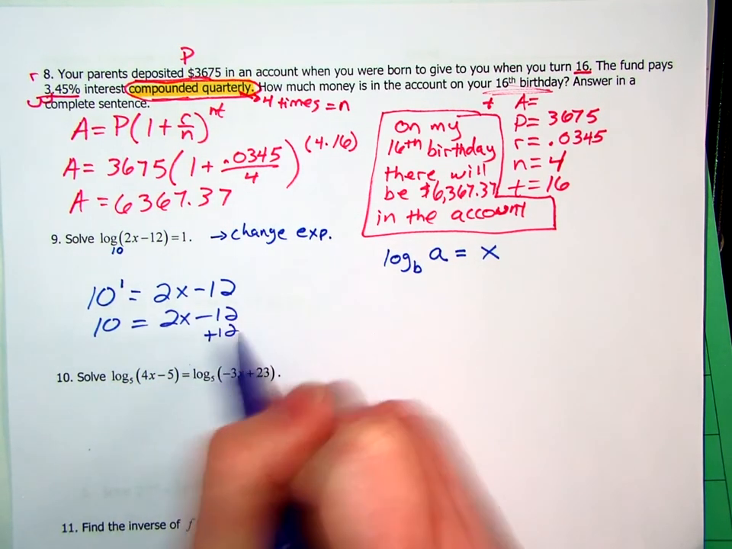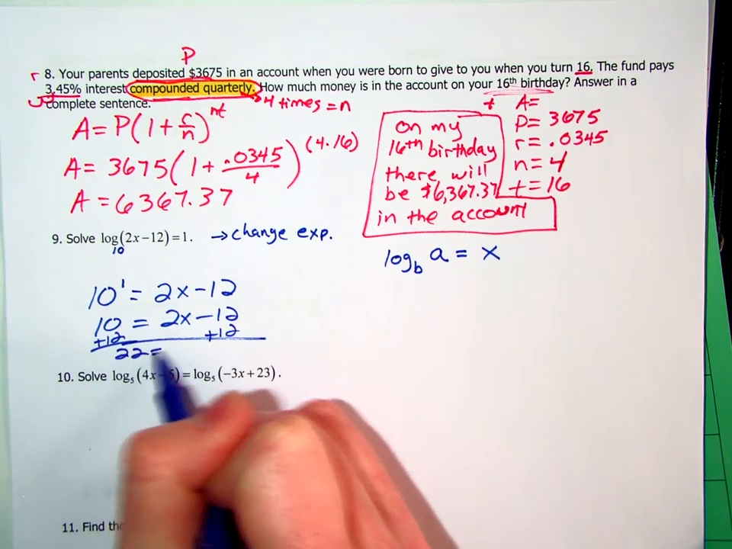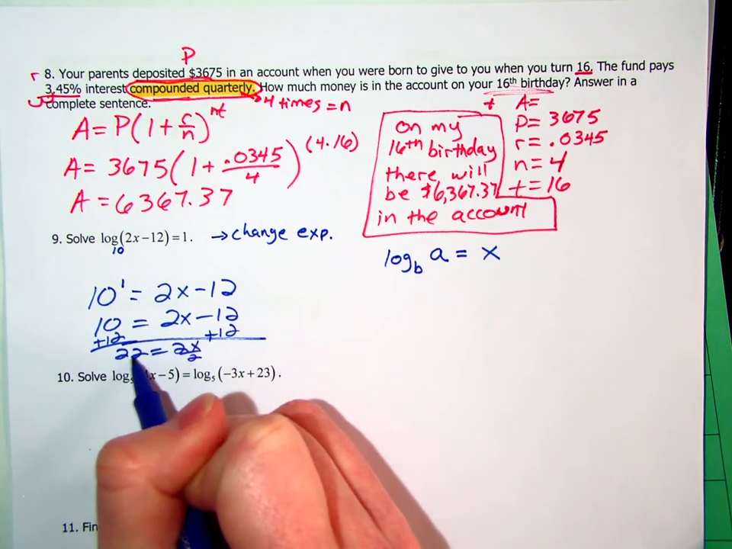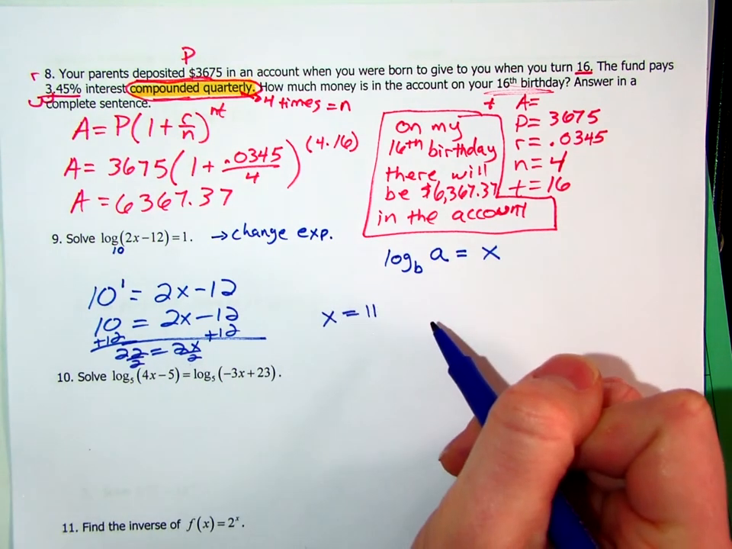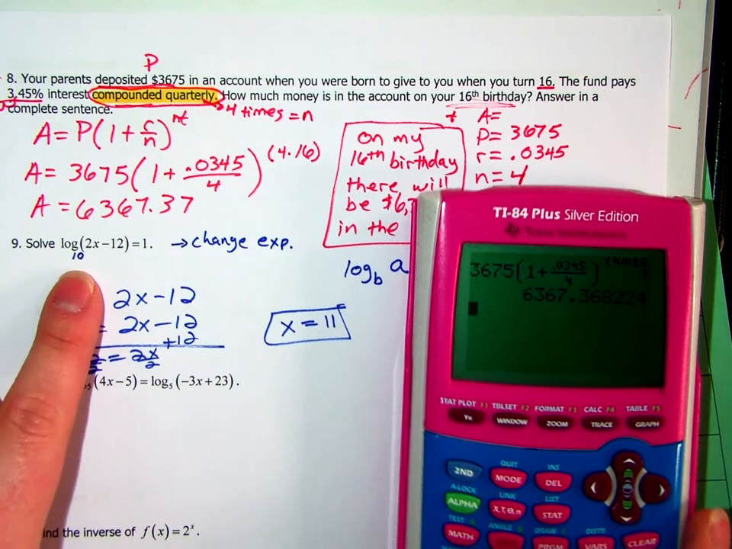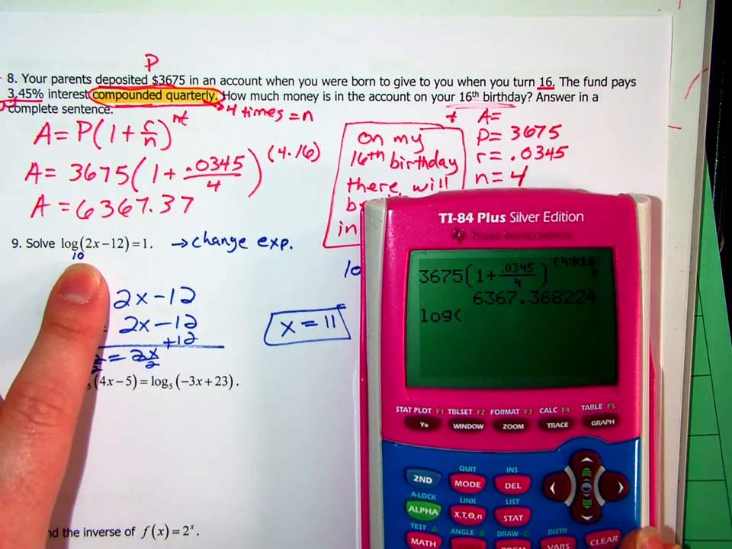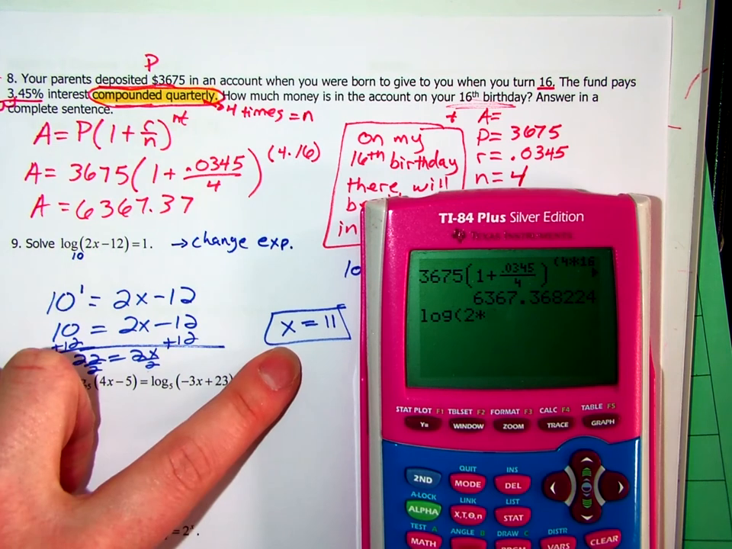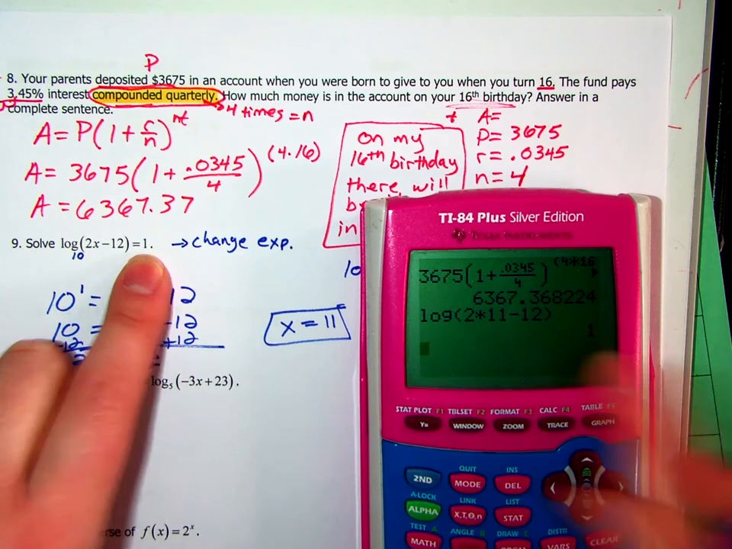And then we can go ahead and solve this. So we would add 12. So we would get 22 equals 2x, divide by 2. So that tells me that x equals 11. And you also could always check this in your calculator, because log base 10 is something that we can type in. So I could do log of 2 times, I think my answer is 11, minus 12. And it should equal 1, which it does. So we're good.